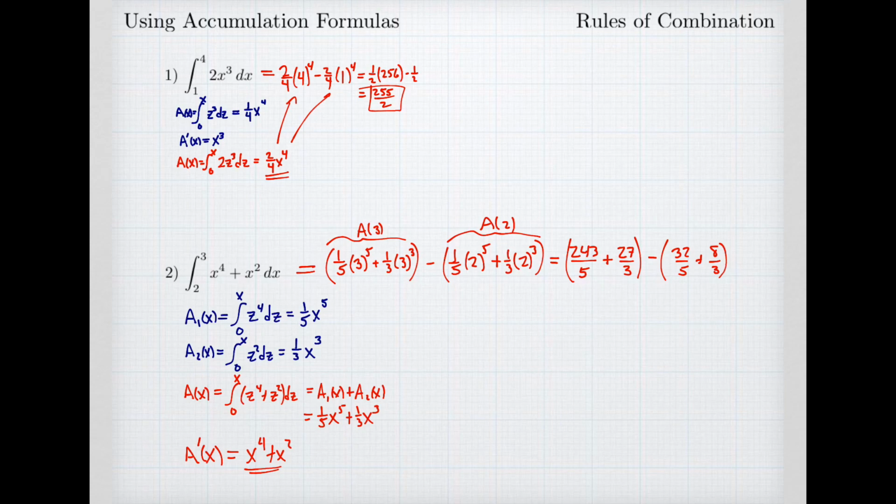Now, at this point it might be easiest to simplify individual fractions. So 243 minus 32 is 211, and 27 minus 8 is 19, so I get 19 thirds. And when I get a common denominator, I get 728 over 15. And that's my definite integral.